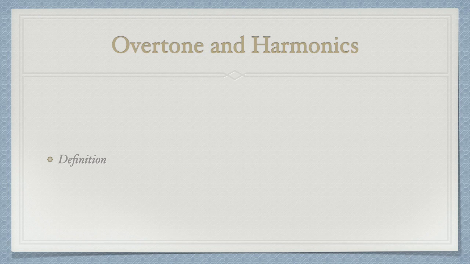Now, let's define overtone and harmonics. An overtone is defined as any frequency produced by an instrument which is greater than the fundamental frequency. A harmonic is any of the integral multiples of the fundamental frequency, and therefore is an overtone.